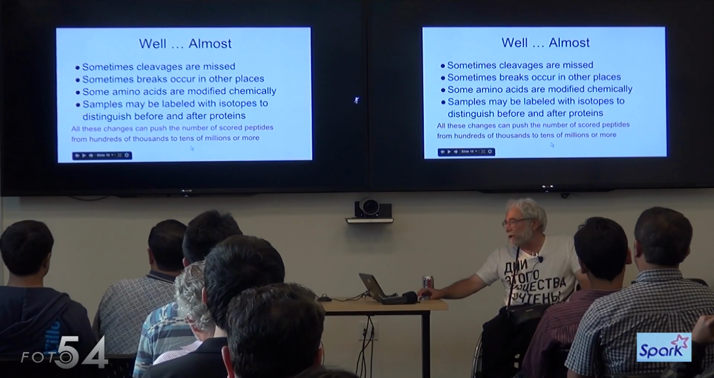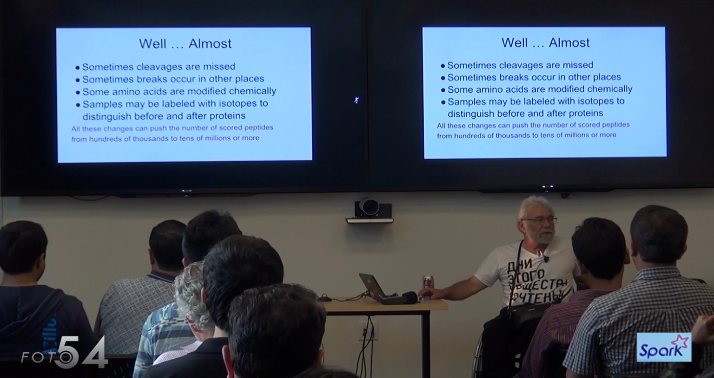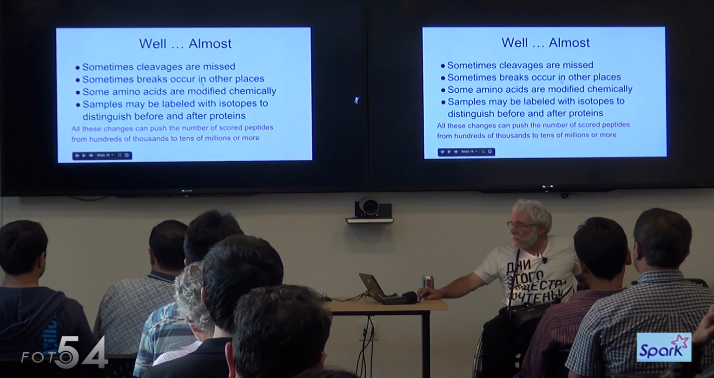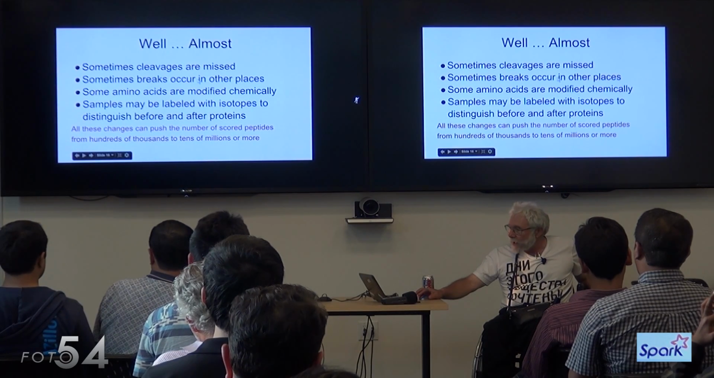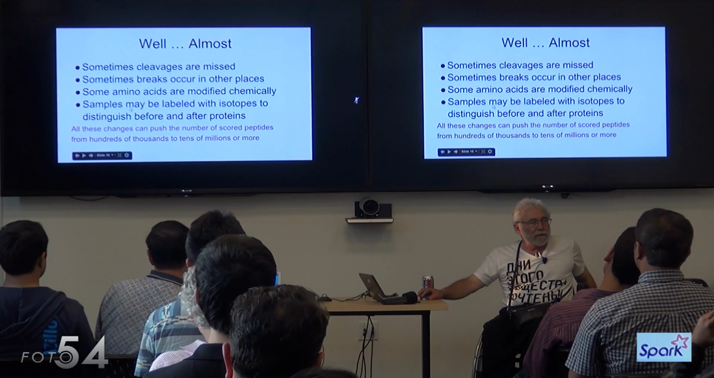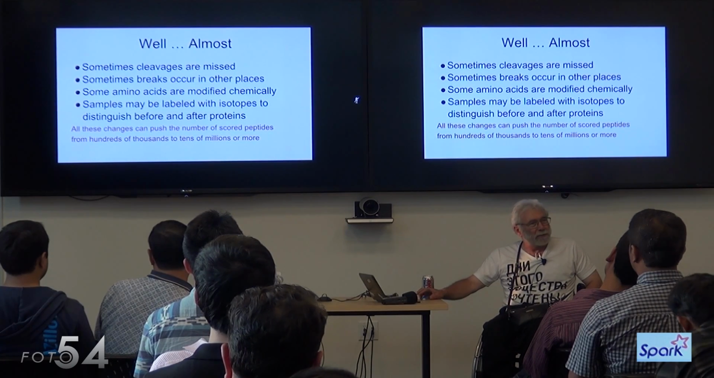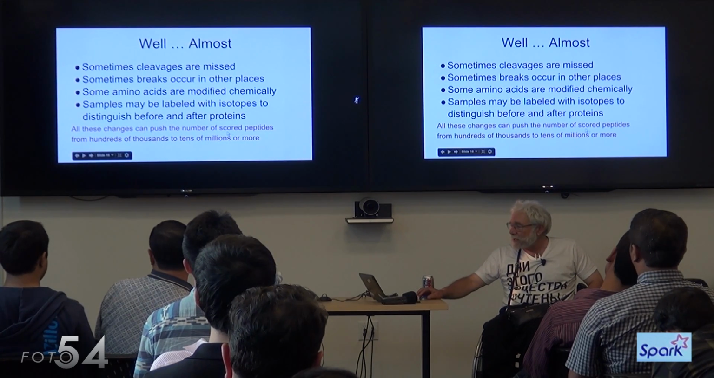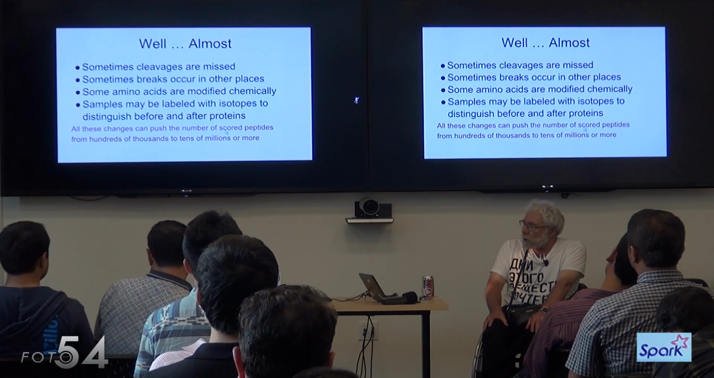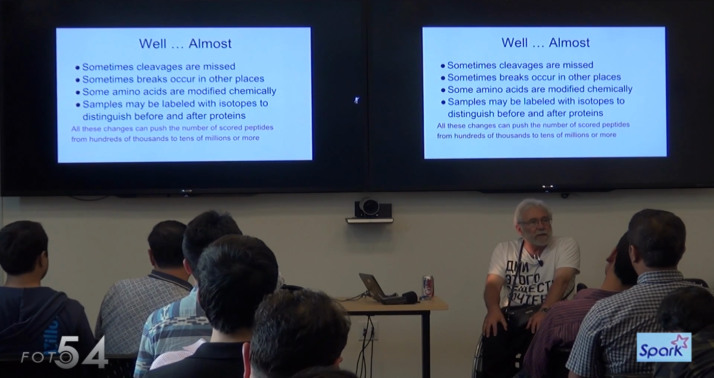So we did digestion, and, well, almost. Sometimes the trypsin doesn't cleave right, so you tend to stick a couple of fragments together and treat that as a separate fragment. Sometimes breaks occur in other places. You may worry about that, and there are chemical modifications. Sometimes there are isotopes involved which change the masses that you're looking for. And of course, they may or may not be present, roughly doubling your search space. So all of these changes push the number of scored peptides into the tens of millions or even up into the billions.